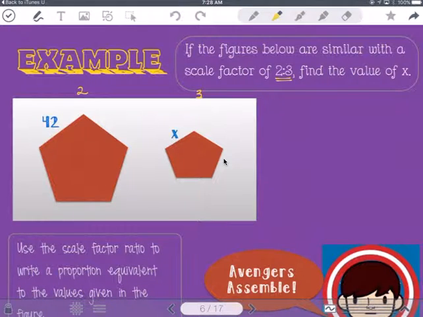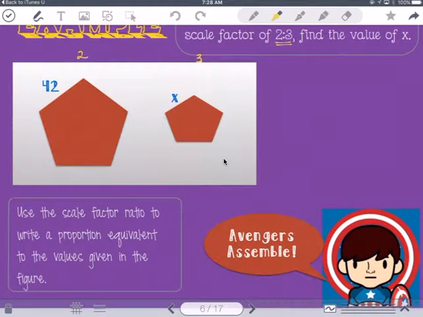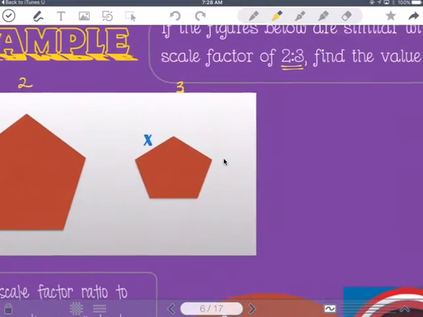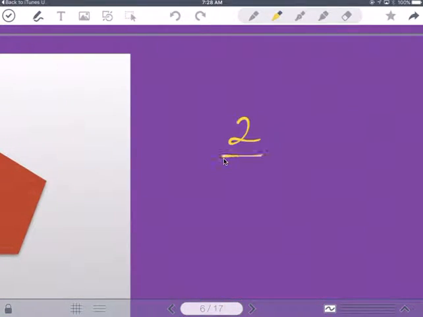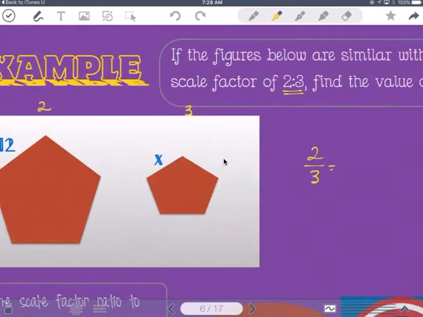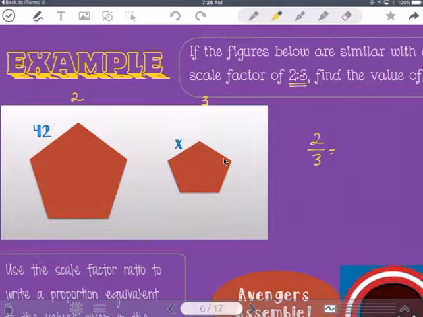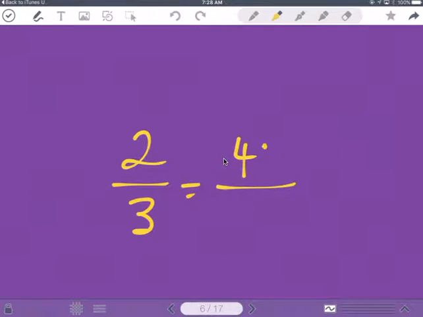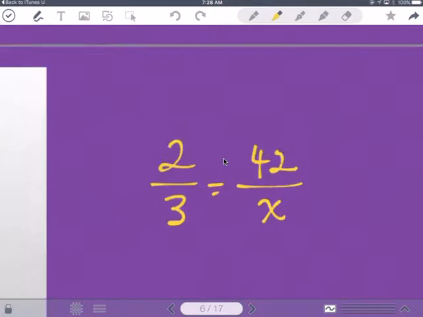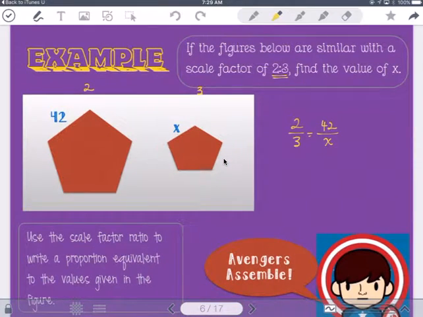So that means 2 to 3 should be the ratio. Find the value of x. It says use scale factor ratios to write a proportional statement. So you're going to write 2 over 3, and then our left triangle is the 2 to 3. 2 is going to correspond to 42, and 3 is going to correspond to x. Okay?